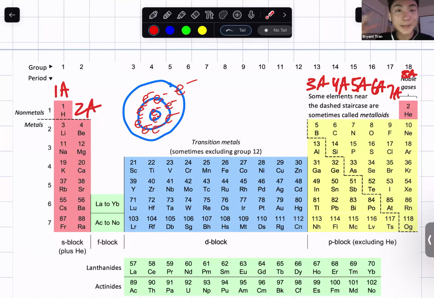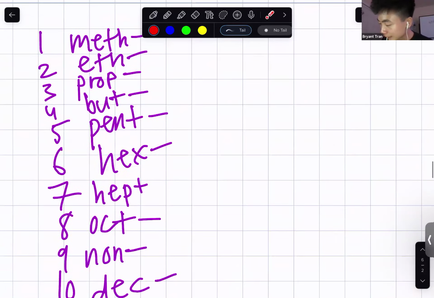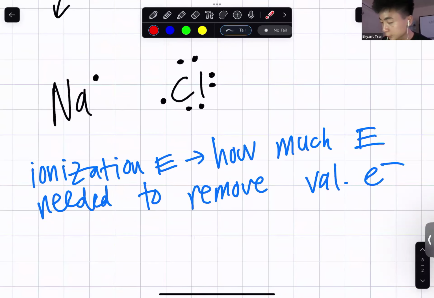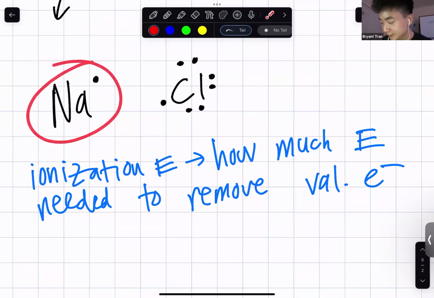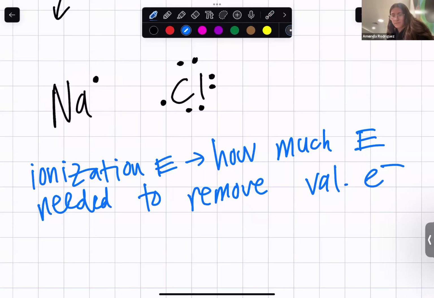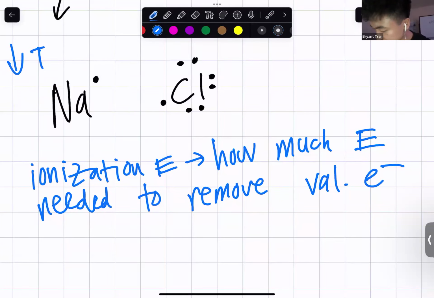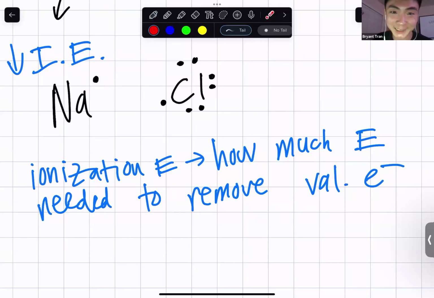Correct. And because it would be easier to remove that one valence electron here, do you think sodium will have high or low ionization energy? Low. Low, yes, correct. Low IE, ionization energy, because sodium wants to get rid of that electron.